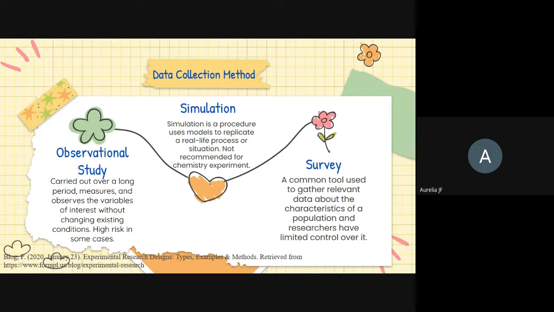And for the simulations, the procedures use models to replicate a real-life process or situation. And it's not recommended for chemistry experiments. Last, the most common tool is the survey, to gather relevant data about the characteristics of the populations, and the researchers have limited control over it.